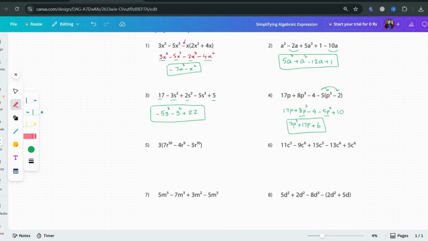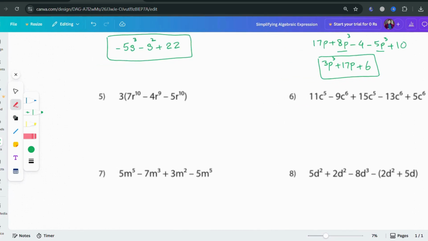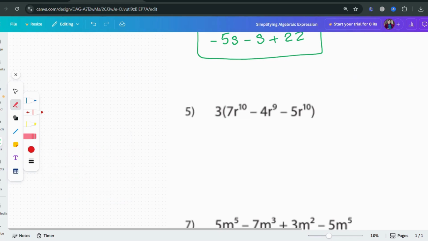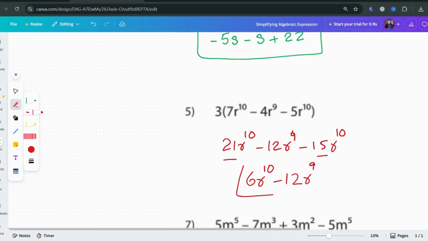Now after that I have some other questions available as well. Look at question 5 real quick. For this one, 3 multiplied by 7, that's 21, r to the power of 10, minus 3 times 4, that's 12, r to the power of 9. And minus 3 multiplied by 5 is 15, r to the power of 10. Now these two are the like terms, and these two are the like terms, so it will give me 6 r to the power of 10 minus 12 r to the power of 9, and that's the most simplified version. We cannot simplify it further after that.